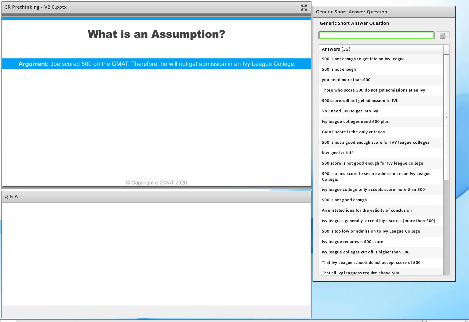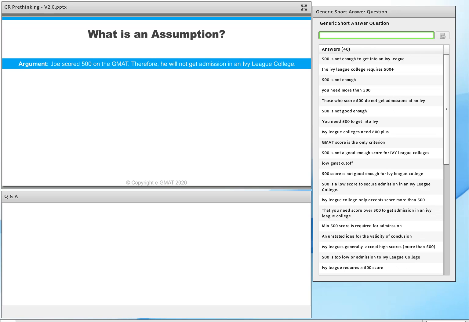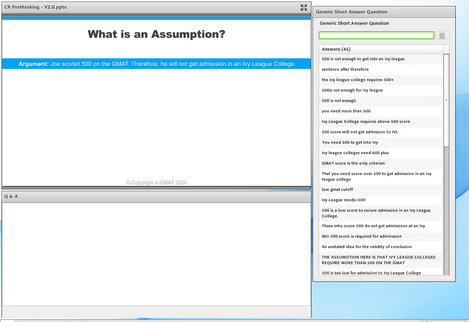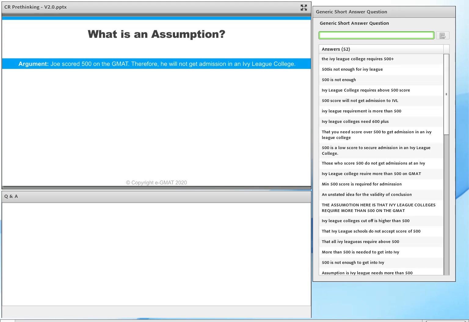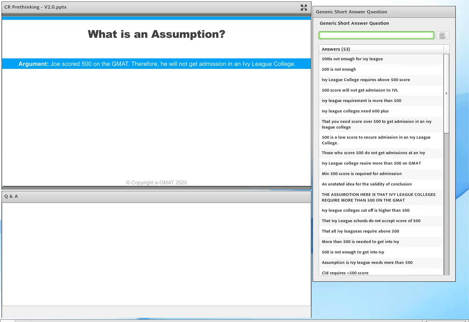You need more than 500. Those who score 500 do not get admissions in an Ivy. 500 is a low score to secure admission in an Ivy League college. Ivy League college required. So perfect. You guys get it. So this is a context. This is a scenario which is very close to your heart. The reason why most of you are here in this webinar is because this is what you want to do.